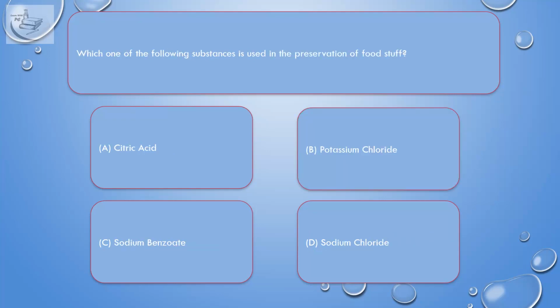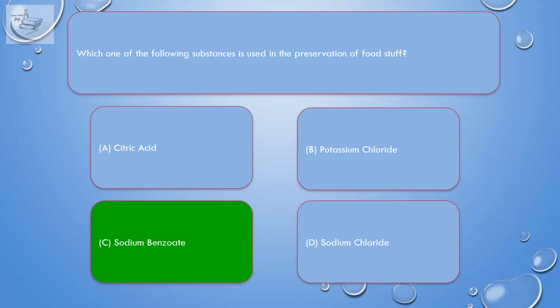Question: Which one of the following substances is used in the preservation of foodstuff? A. Citric acid, B. Potassium chloride, C. Sodium benzoate, D. Sodium chloride. Correct answer is C. Sodium benzoate.